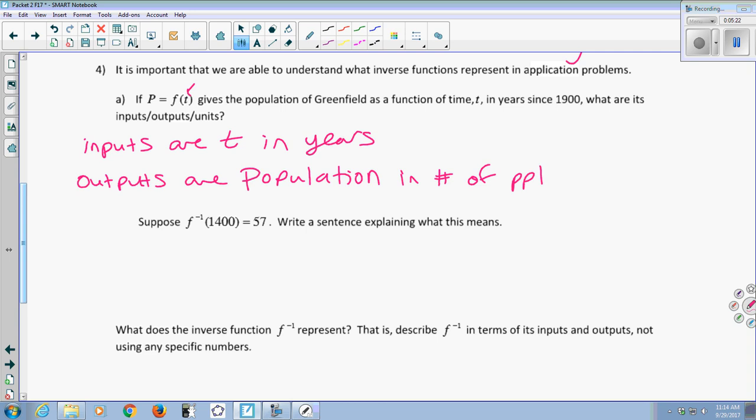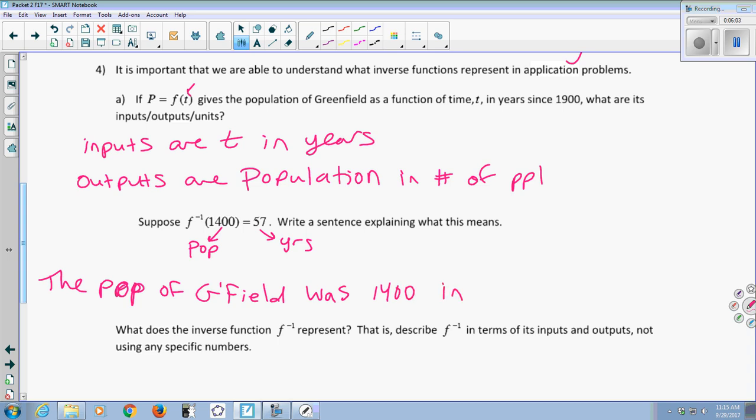So let's say I tell you that F inverse of 1400 is 57. We want to explain what that means. So 1400, that number is in parentheses. That means that that number is my input into F inverse, which means that it was an output of F. So that means that 1400 is a population size. And then that 57 is a time, right? So this says the population of Greenfield was 1400 in 57 years after 1900, which would be 1957.